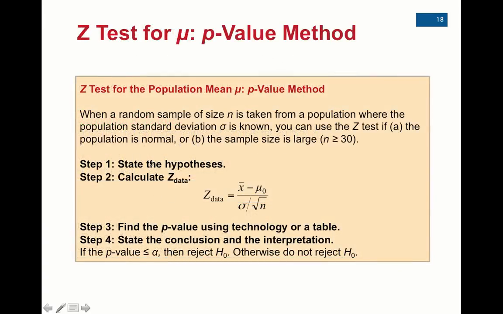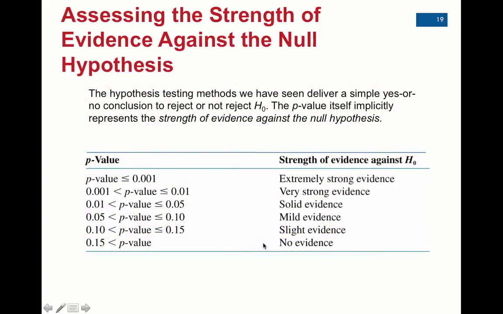So here are the steps. This time we do not look up a z-critical. We start with the null and alternative hypothesis. Then we measure the z-data, which tells us how far away our sample statistic is from the null hypothesis mean. That'll give us an indication of our evidence, and then to get a solid understanding of our evidence, we'll compute the p-value using technology, norm CDF. After that, we'll state the conclusion. If the p-value is less than alpha, we'll reject the null. Otherwise, we'll fail to reject the null.